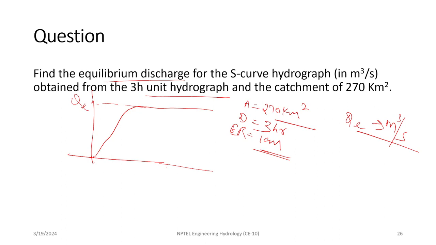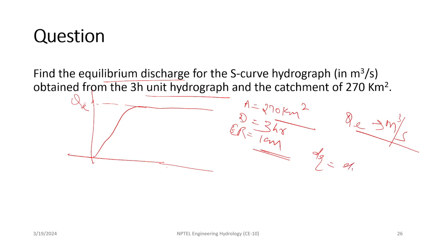Once you have the idea that this much volume has been stored, now divide it by t, that is time, V by t. You know that the equilibrium discharge is a rate of change of volume. Am I right or wrong?